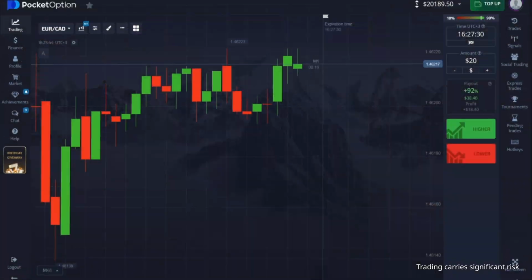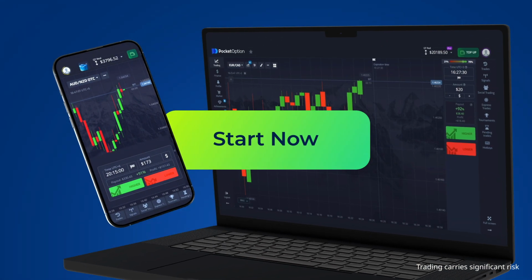Prize. Trade and earn with Pocket Option.